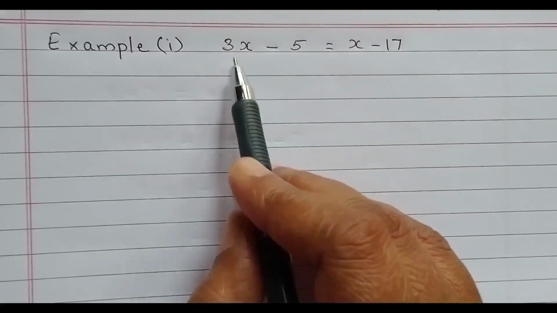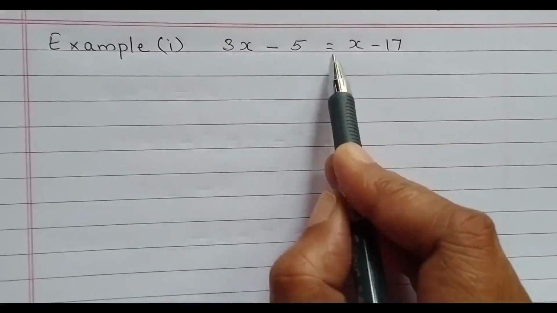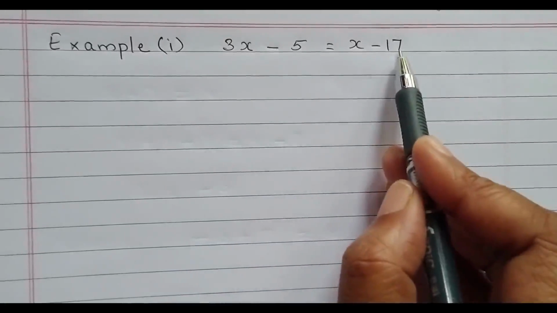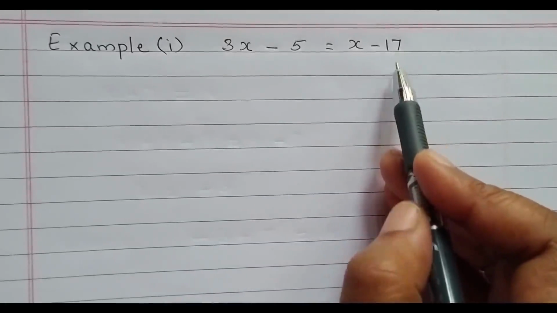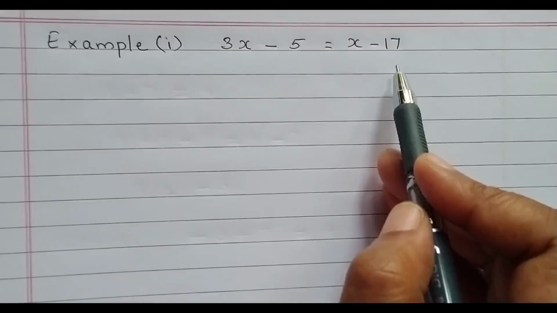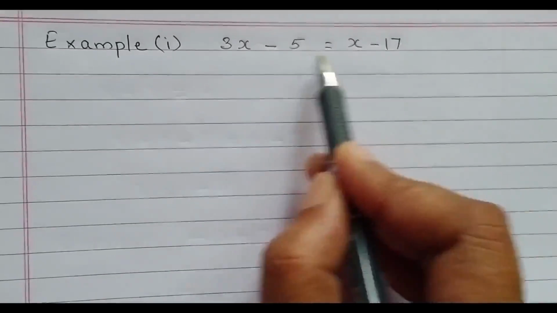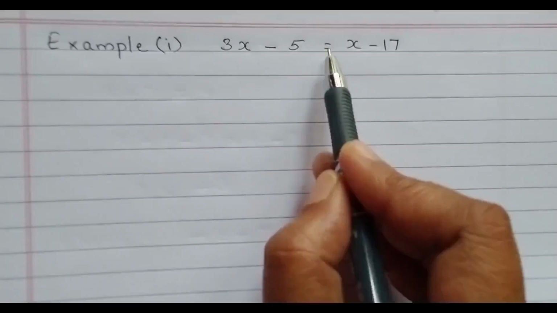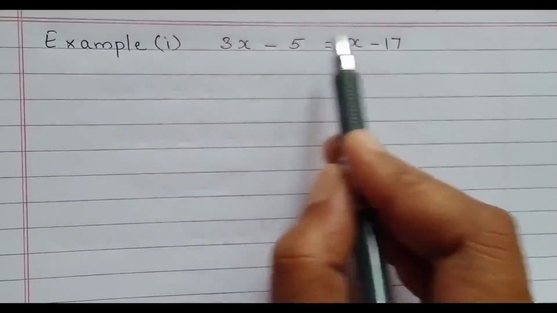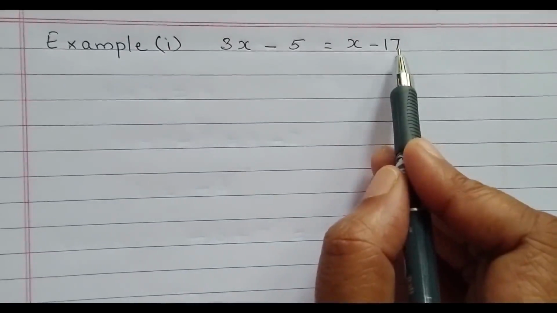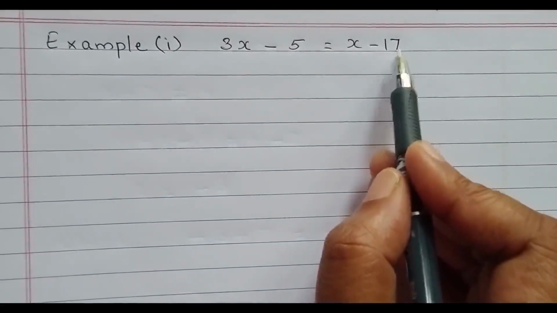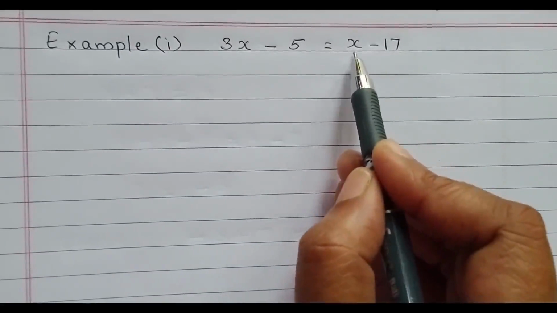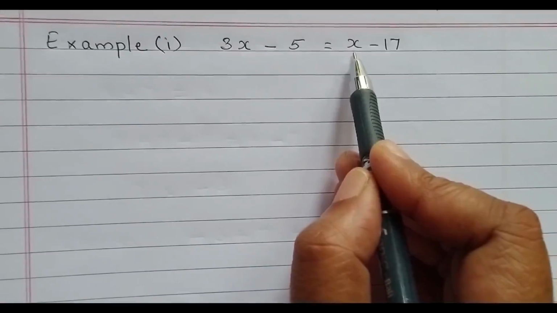Now let's consider this example. 3x minus 5 is equal to x minus 17. We will be solving this using the transpose method. For that, first we will bring all the x terms on the left hand side and all the constant terms on the right hand side. That means when you transpose, the sign of the term changes.